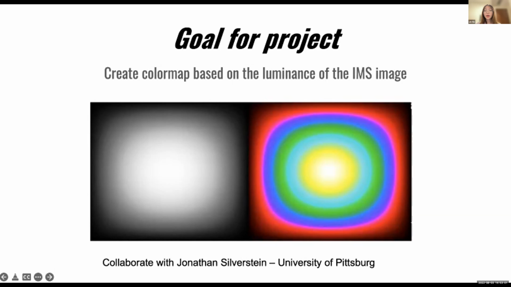As we can see, there are two images here. The image on the left is the color of the original IMS image, and the image on the right is the image with the color added based on the luminance from the image on the left. Different luminance will give different color to the image so that people can more easily separate the cells and get information from the cell.